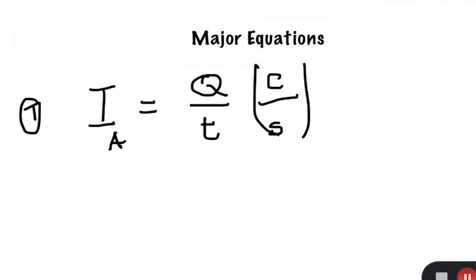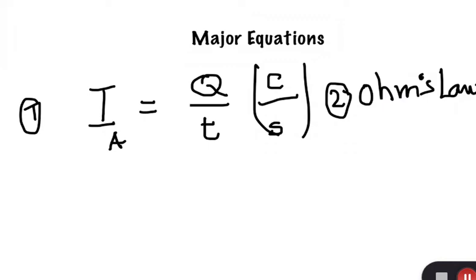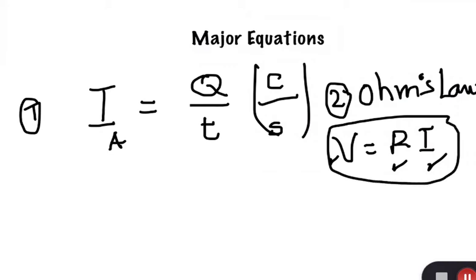Now the second one is what you call Ohm's law. Ohm's law is V equals RI. You see here again the electric current I. R is a resistance, and V is a voltage, a difference of potential. So this is Ohm's law. We're going to use that very often.